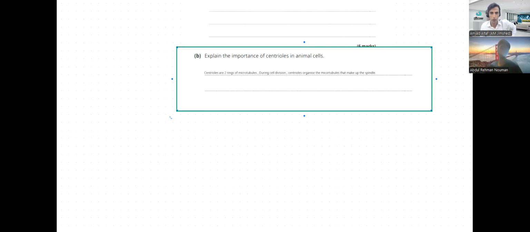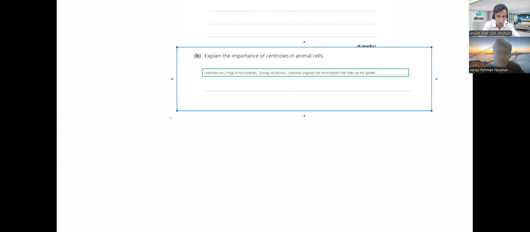Explain the importance of centriole in animal cells. There are four mark questions, so you need to add 4 points here. Like I said, centrioles are two rings of microtubules. During cell division, centrioles organize the microtubules that make up the spindle to pull the sister chromatids to each pole of the cell.